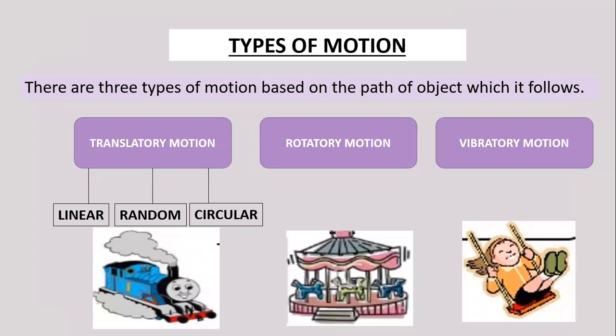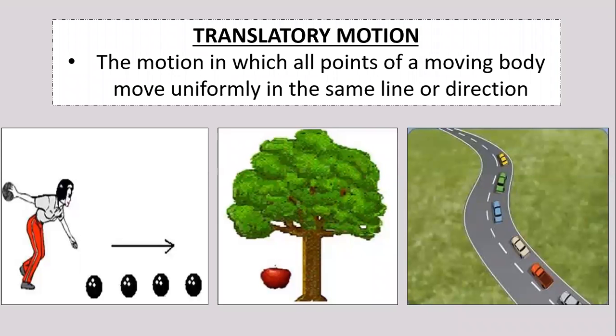Different objects have different types of motion. For example, train moves straight along its track, a fan rotates around its axis, earth revolves around the sun. We classify different types of motion based on path followed by object. There are three basic types of motion: translatory motion, rotatory motion, vibratory motion. And translatory motion is further subdivided into linear, random, and circular motion. Let's see their definitions and learn them more through examples.